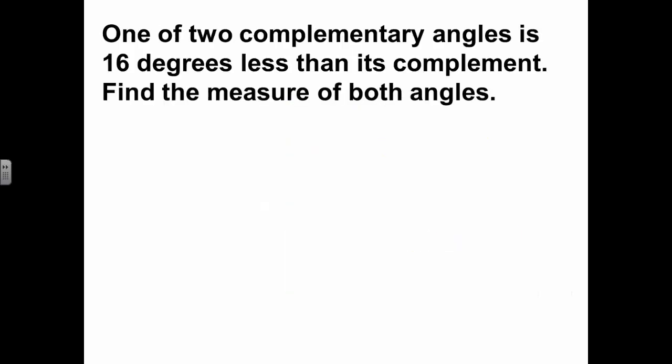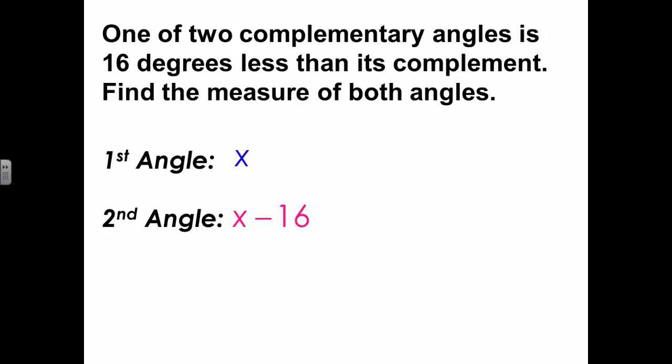Take the time to write this example down. On this one I like to do the same that we did before. What's my first angle and my second angle? One of them I don't know, so I'll call it my x. And for the other one it says that it is 16 degrees less than the complement. The less than is going to switch the order, so it'll be x minus 16.